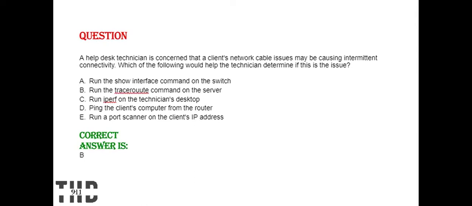A help desk technician is concerned that the client's network cable issues may be causing intermittent connectivity. Which of the following would help the technician to determine this is an issue? Option A, run the show interface command on the switch. Option B, run the traceroute command on the server. Option C, run JPERF on the technician's desktop. Option D, ping the client's computer from the router. Option E, run a port scanner on the client's IP address. The correct answer is option B.